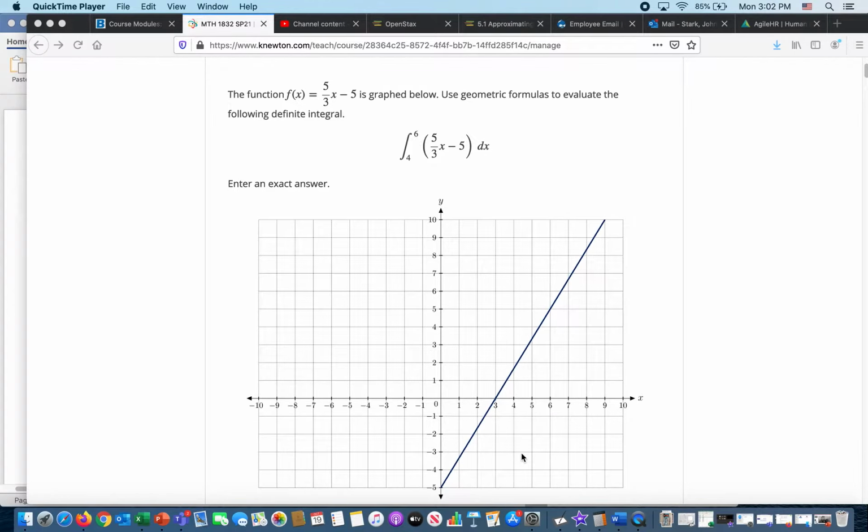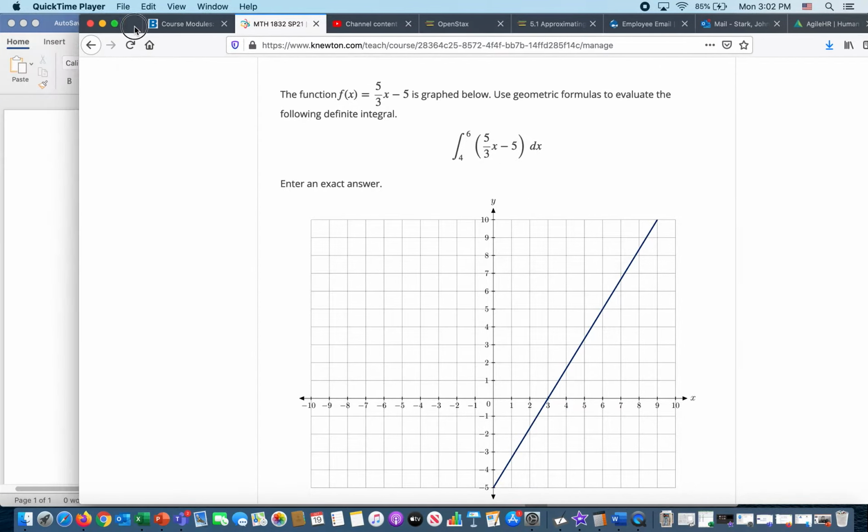So we don't have a PowerPoint on this particular topic, but it is in your Newton homework, and I did want to show you at least an approach to how you're going to do this as you look at some of the Newton problems. You're given the function 5/3 x minus 5, and the graph of it is here. I ask you to use geometric formulas to evaluate the definite integral from 4 to 6 of 5/3 x minus 5 dx.